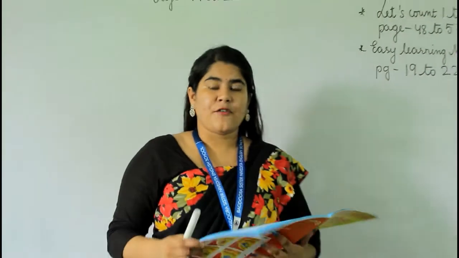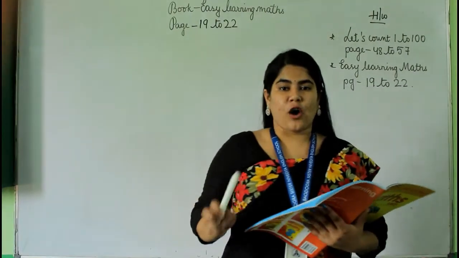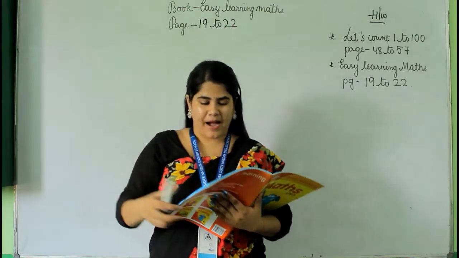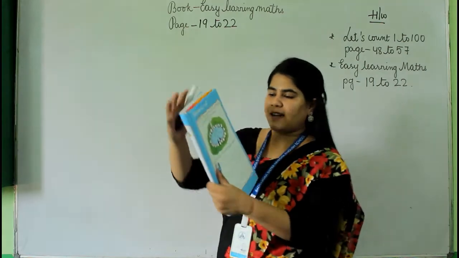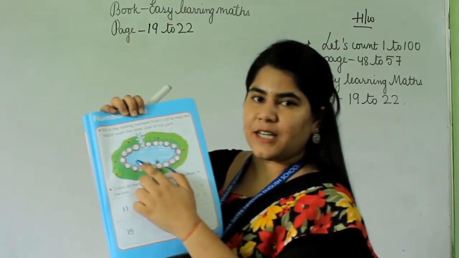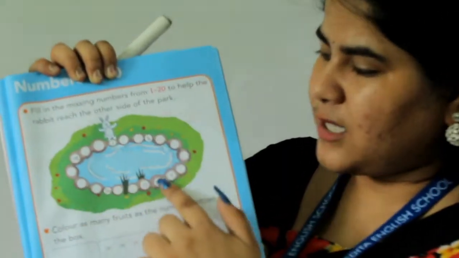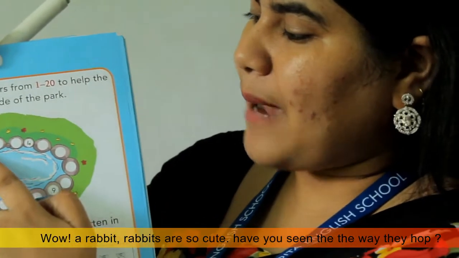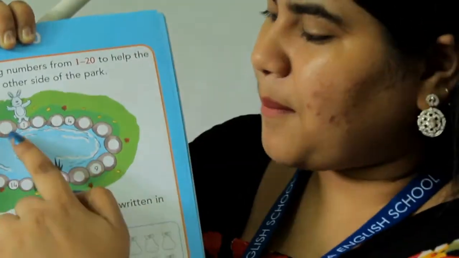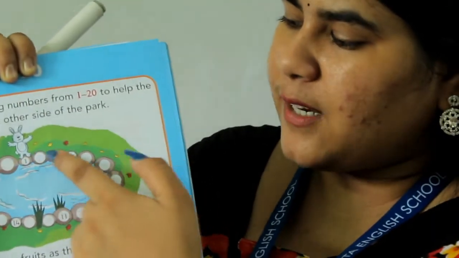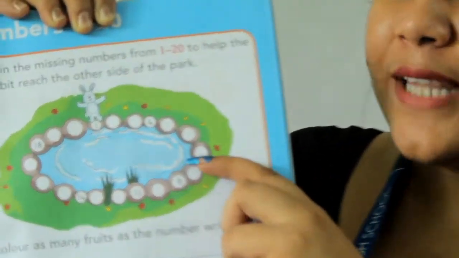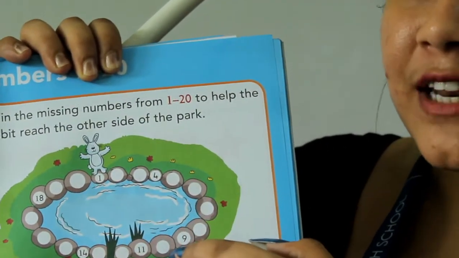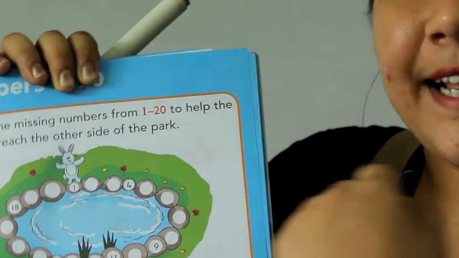The question is, fill in the missing numbers from 1 to 20 to help the rabbit reach the other side of the path. Here you can see in the picture that the rabbit is standing. Here it's a river pond and there is one circle. The rabbit wants to reach the opposite side, okay, other side. So the rabbit is standing on which number? It's number 1. So you have to fill all this with numbers so that the rabbit could reach the other side, okay? So it is a very fun activity, na? So let's do it, okay?